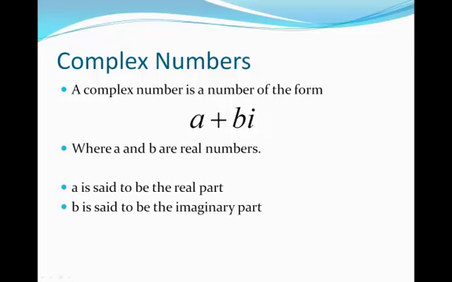Now, from these imaginary numbers, we can start to describe complex numbers. A complex number is basically a number of the form a plus bi, where a and b are constants, numbers of some sort, and i represents the imaginary part. So when you have a number written in this form, a is said to be your real part, and b is said to be your imaginary part. In a moment, we'll take a look at some complex numbers, and then start to work to combine them using some of our algebra skills.